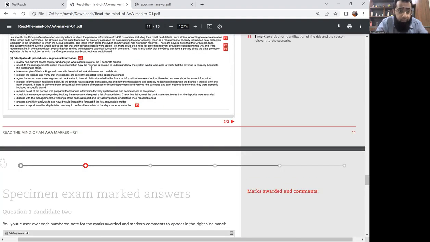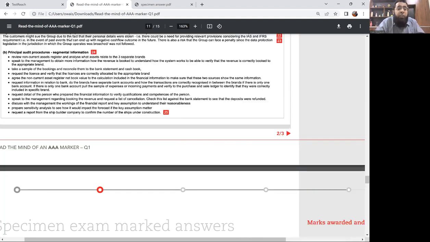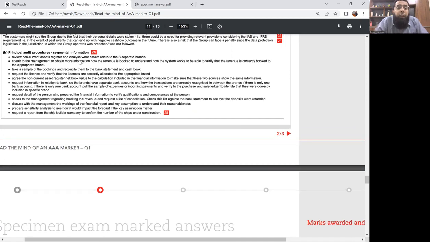Let's look at it. Now, principal audit procedures. Review non-current asset register and analyze what assets relate to 3 separate brands. See, he has not explained the reason for the procedure. Why do you want to look at the assets? So he should have explained that as it is required to be disclosed. Speak to the management to obtain more information on how the revenue is booked, to understand how the system works, to be able to verify the revenue is booked correctly to the appropriate brand. Wrong, irrelevant, and subjective procedure.